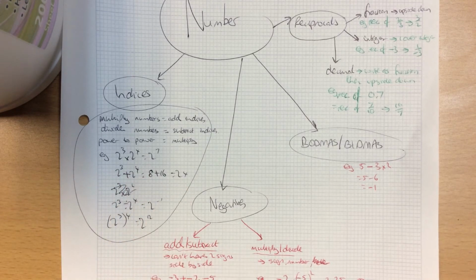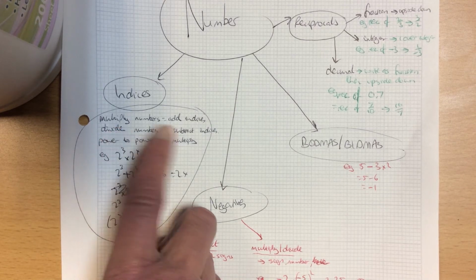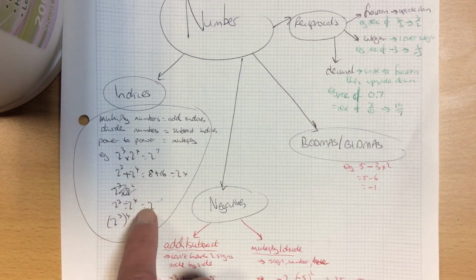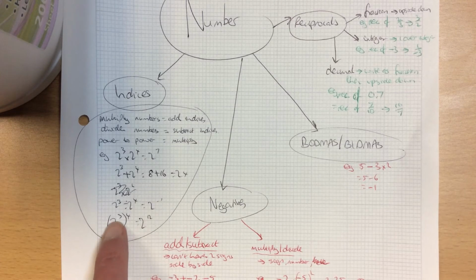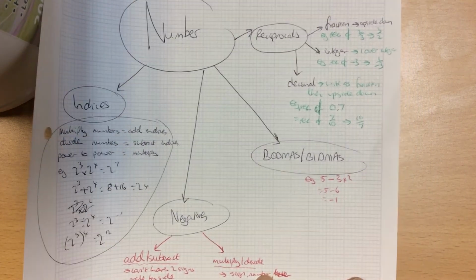Whereas down in the next one, see where I'm dividing? So you subtract the powers. Dividing, subtract the powers. 3 take away 4 is minus 1. And that is a power to a power. So you multiply that, giving you 2 to the 12.